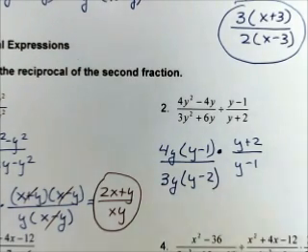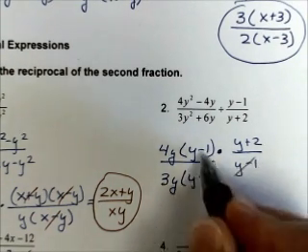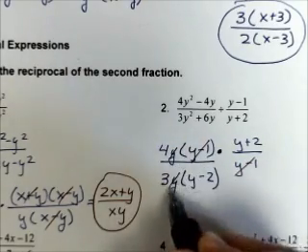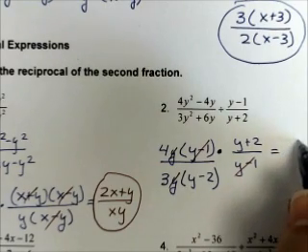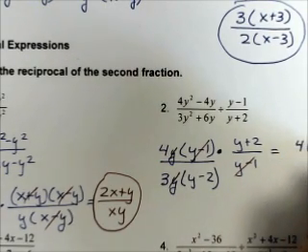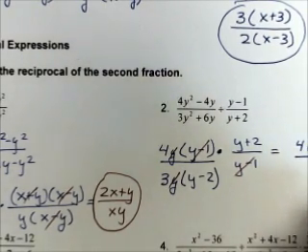Dividing out common factors. The y minus 1's, and then just these y's. So our end result, 4 times y plus 2 divided by 3 times y minus 2.